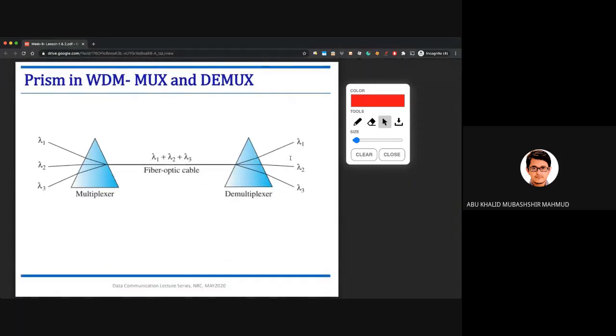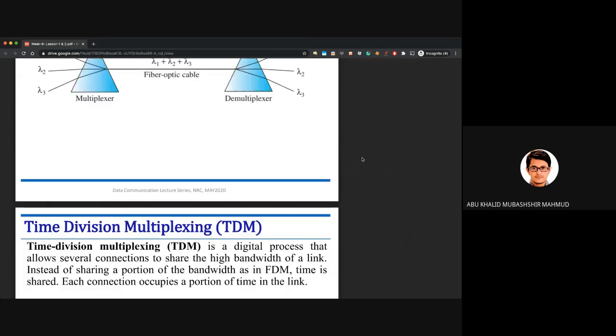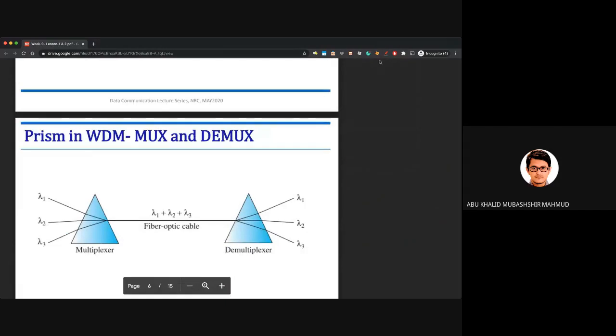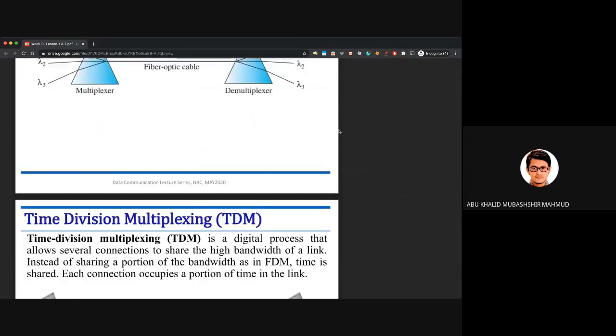So how do we accomplish joining and separating these wavelengths? We use a prism, of course, because a prism can combine light waves of different wavelengths into a single wavelength, and then on the receiver side, in the demultiplexer, we can separate these wavelengths easily using another prism. So let's move on forward.